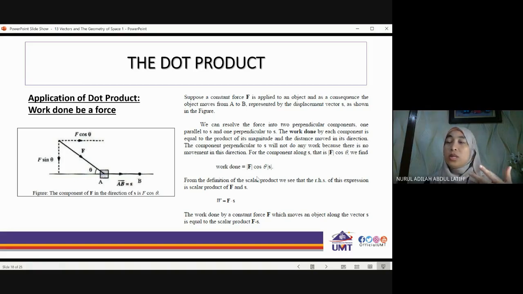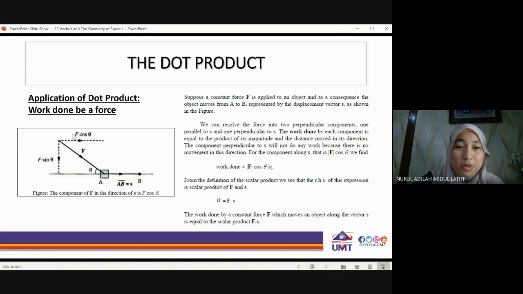And when you learn integration, what is the application of integration? Area of the function. Okay, and also last time we learn what? Volume. We want to find the volume. So that is the application of integration. So for the dot product, we have the application which is the force. Okay, work done.